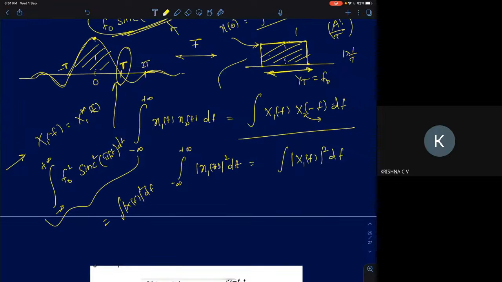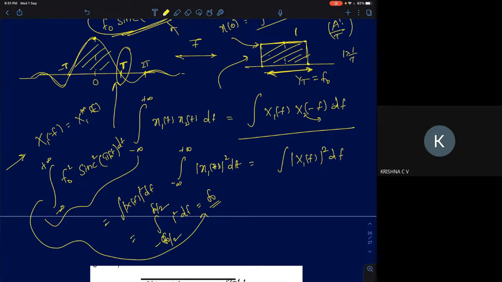And if I square it and integrate it, because the amplitude is 1, you will get the integral, say, from minus f naught by 2 to plus f naught by 2, of 1 square df, which will be f naught. So now you see, this integral is very easily solvable by using a Fourier transform property. That's one of the major advantages of Fourier transforms. I'm able to find the energy of a sinc function using this very simple condition.